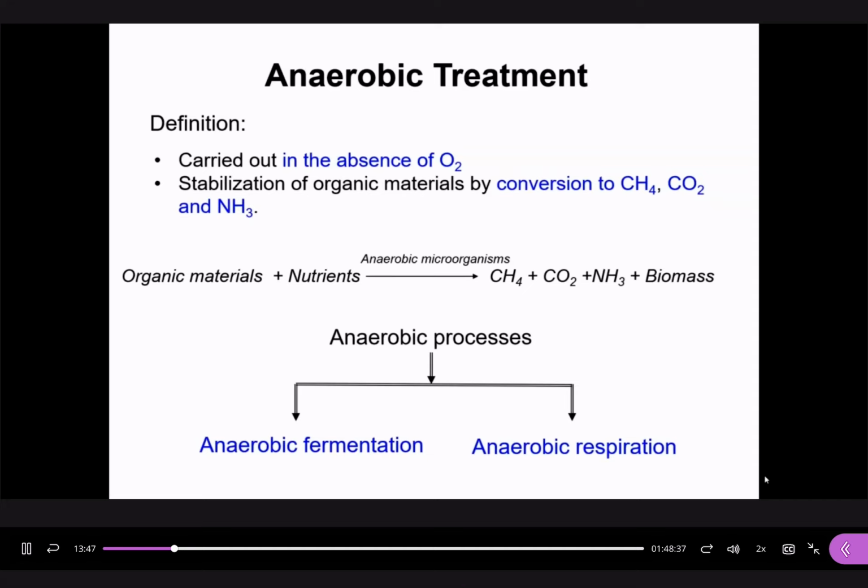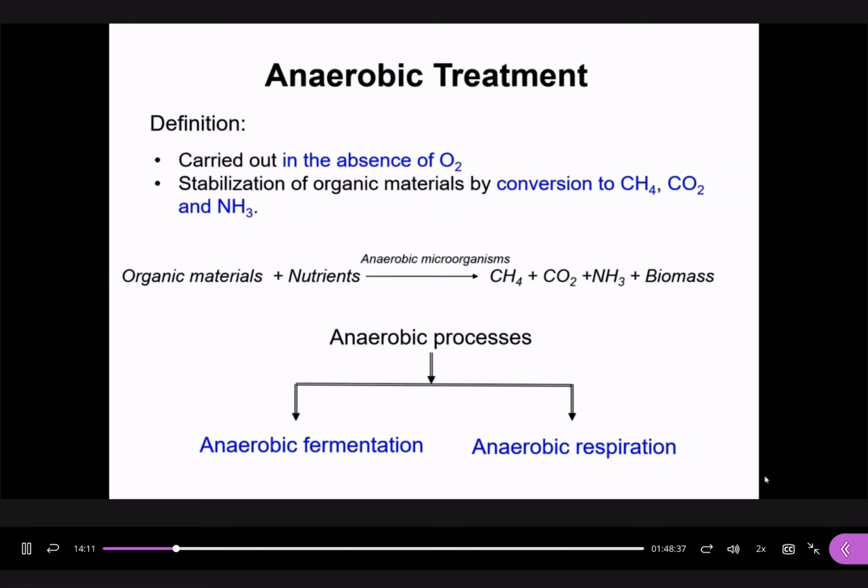Microorganisms. You could say a distinction of wastewater treatment from water treatment is the involvement of microorganisms. Aerobic treatment we have, right? Aerobic microorganisms. For nitrification and denitrification, we involve different microorganisms.